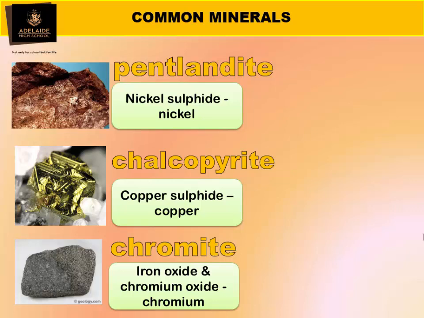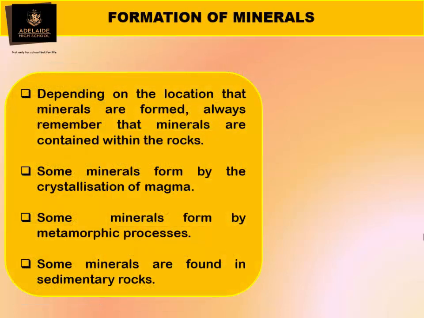That's copper sulfide, and copper is the main element inside. When you go into chemistry, you will learn all the names: nickel, sulfur, copper, iron, chromium, and etc. Okay? Now, how are minerals formed? Minerals are formed based on the rocks because remember, minerals are contained within the rocks. So if some minerals are formed from the crystallization of the magma, what sort of rock is this?